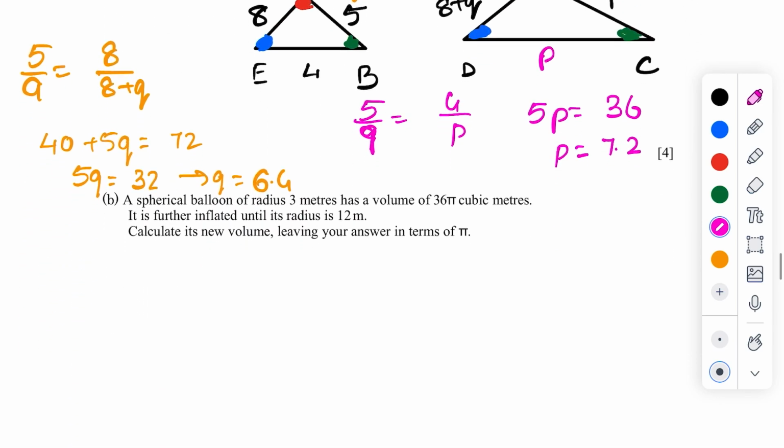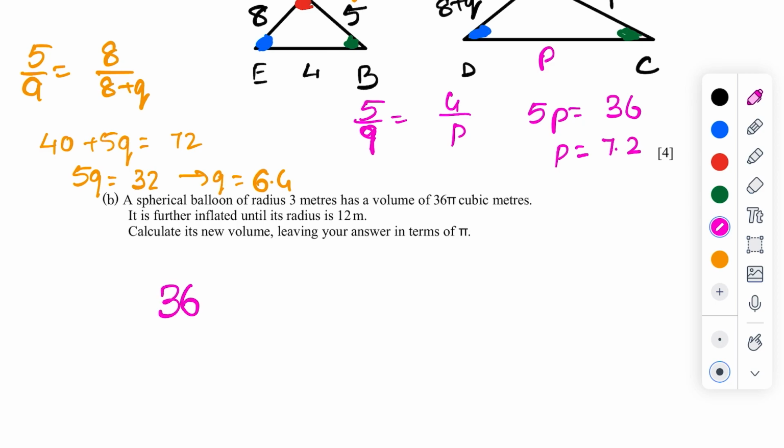Now, a spherical balloon has a radius of 3 meters and has a volume of 36 pi cubic meters. It is further inflated until its radius is 12. Calculate the new volume. So, we are considering the volumes. When we are considering the volumes, it is whole cube.